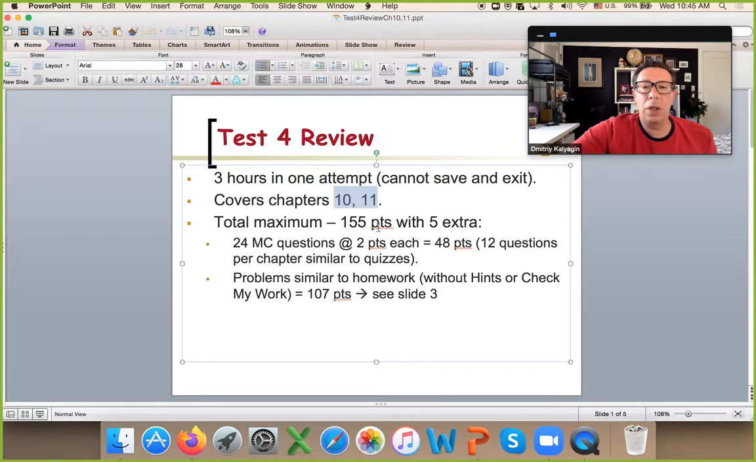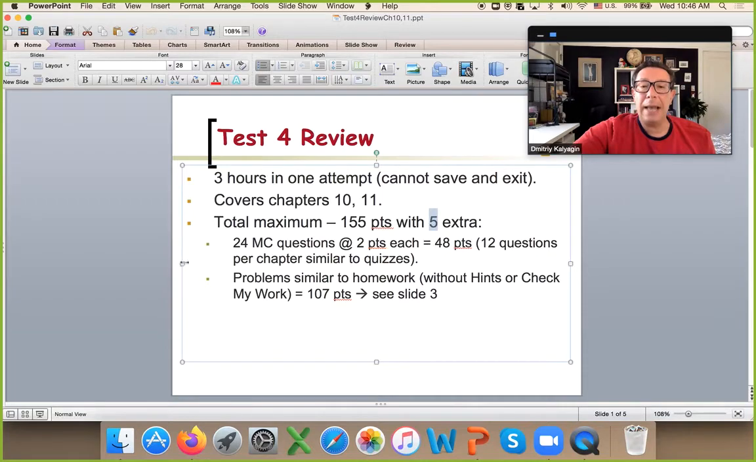As before, you will have 5 extra points built into the test score. So when you see your score after you complete the test, please ignore the percentage because it's actually going to be based on 150 points. If you got anything above 150, you're actually above 100%.